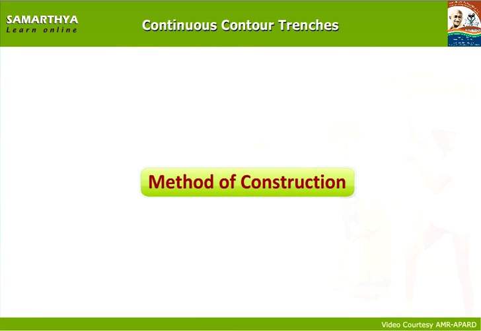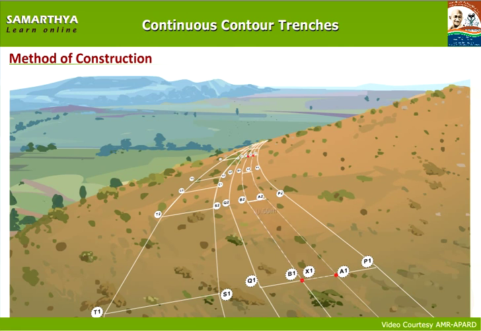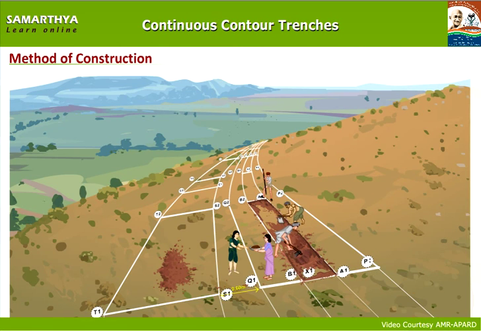Method of constructing continuous contour trenches. Excavate 0.5 meters depth on all four sides in the bottom portion of the trench, that is A1, B1, B4 and A4. The excavated soil is to be kept beyond the berm and in the center portion of S1, T1, T4 and S4.